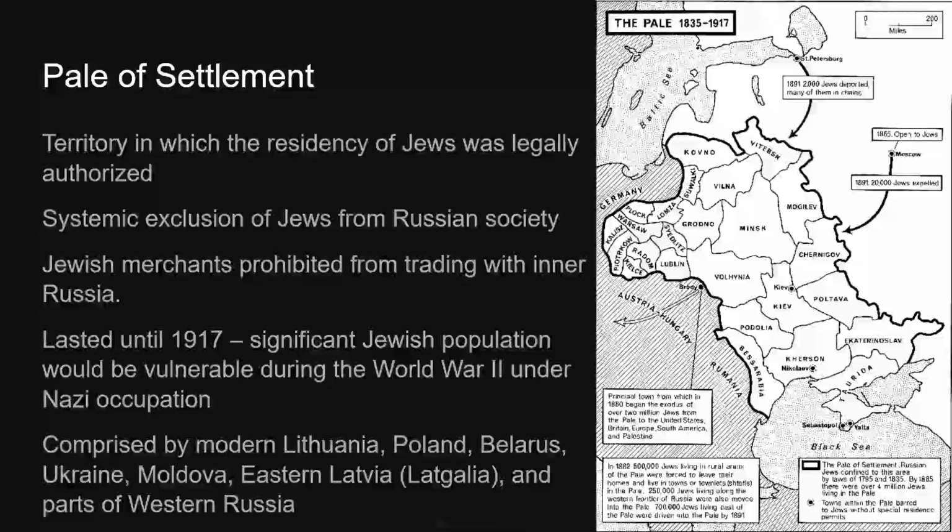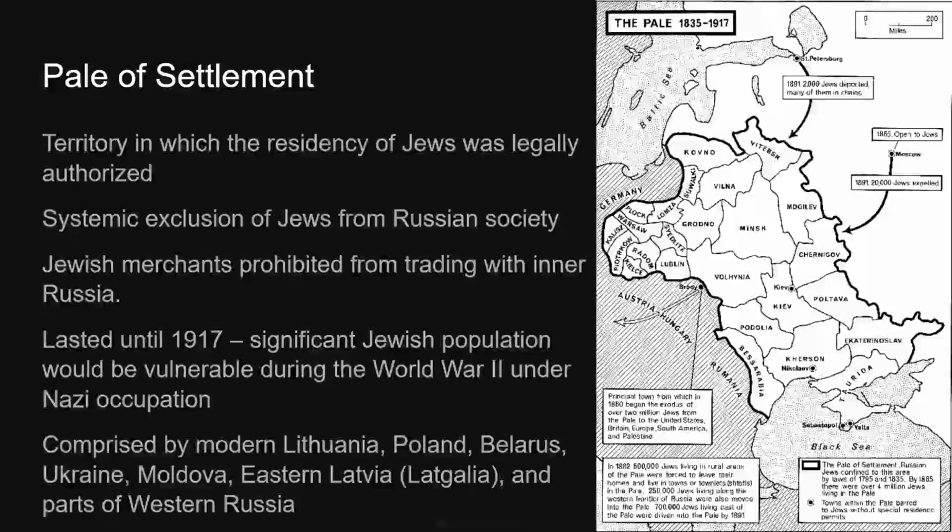The Pale of Settlement was established in 1791 and would last until 1917, when it was abolished by the provisional government during the Russian Civil War. The Pale of Settlement isolated Jews from representation in Russia, as significant numbers of Jews were forcibly relocated and confined to the Pale. These relocations would happen during the 1800s, especially.